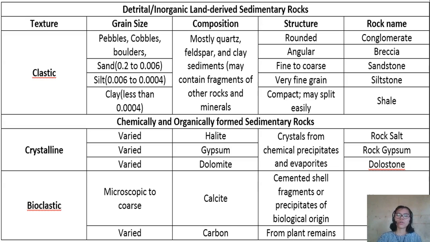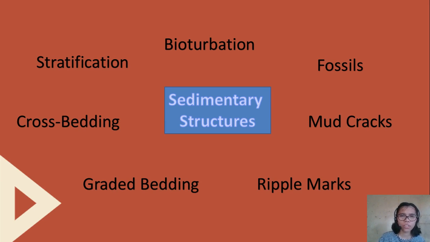Also, we have here the summary of sedimentary rocks: detrital or inorganic land-derived sedimentary rocks, and bioclastic rock formed from compacted organic matter. Structures and formations seen in sedimentary rocks include the following: stratification, cross bedding, graded bedding, ripple marks, mud cracks, fossils, and bioturbation. In the next slide, we will discuss them one by one.